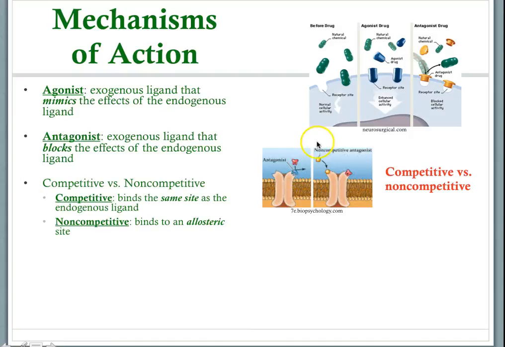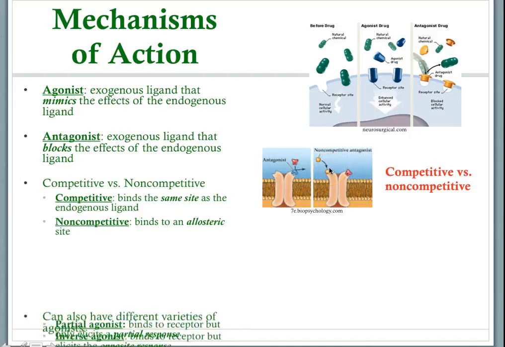And here we have a non-competitive antagonist. It's blocking the opening of this channel, right? Again, we can use the GABA example, so let's just stick with that one. If this was GABA and it's supposed to induce opening of the channel, this non-competitive antagonist is blocking the opening of that channel, but it's doing it because it's bound to a different site. And this is an allosteric binding site.